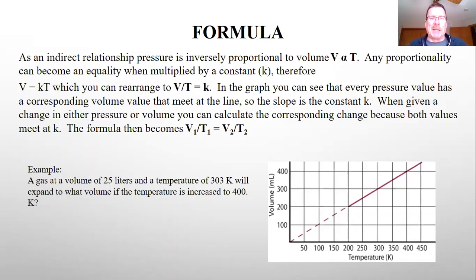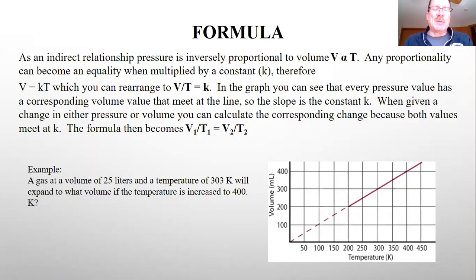Now, here's our example again. We have a gas at a volume of 25 liters and a temperature of 303 Kelvin, always working in Kelvin. It will expand to what volume if you crank up the temperature to 400 Kelvin? So again, you have your initial volume V1 at 25, your initial temperature T1 at 303, and your next temperature is 400 Kelvin, so you're solving for V2. So it's plug and chug math.